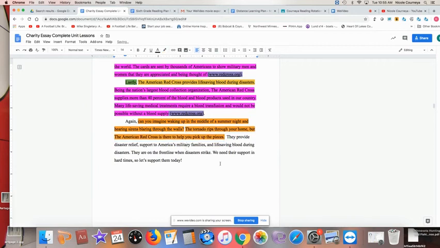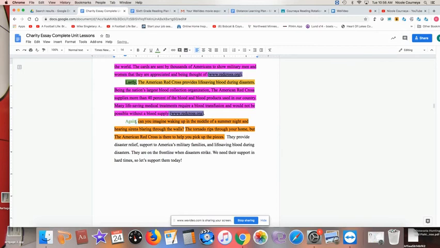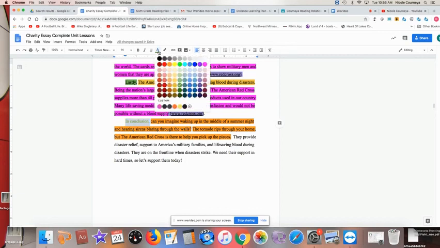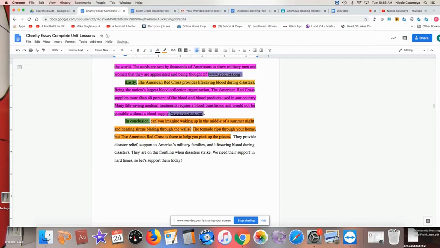Okay, how about, can you find the transition and highlight it with green? You're right, there it is. Now, a lot of times we will use a word like in conclusion. So I could use something like that. Okay, I probably wouldn't want to say lastly, because lastly would indicate that it's my last fact. And this is something different. I'm wrapping things up. I'm concluding my essay.